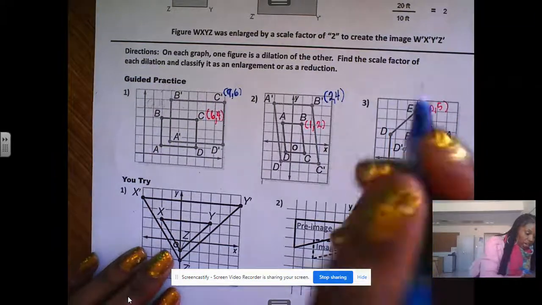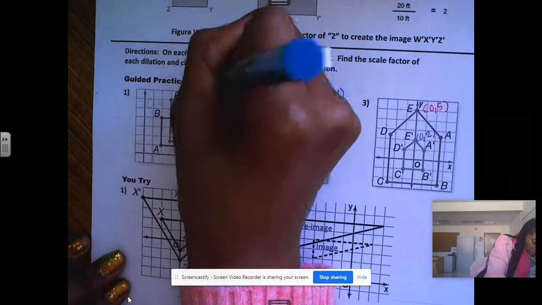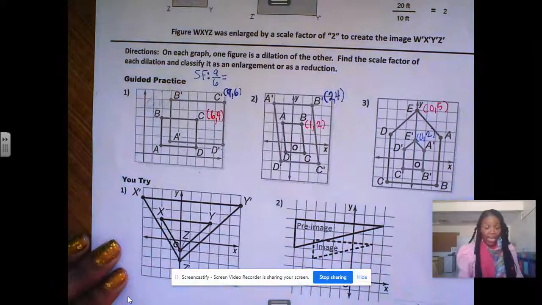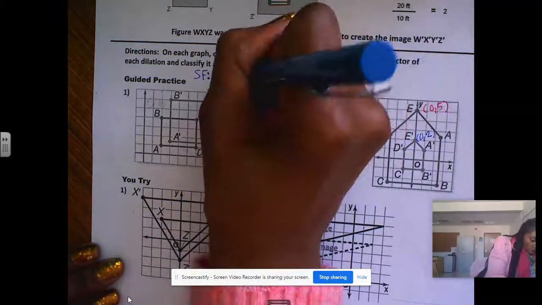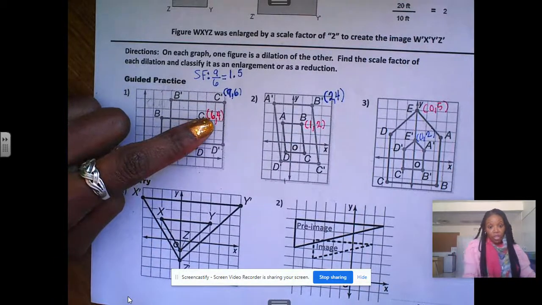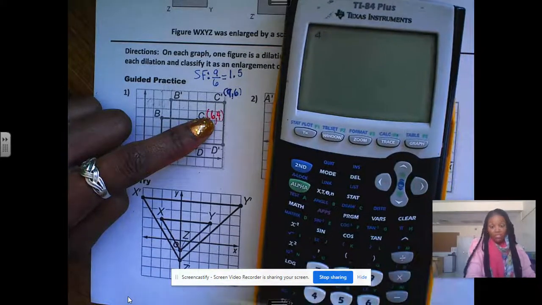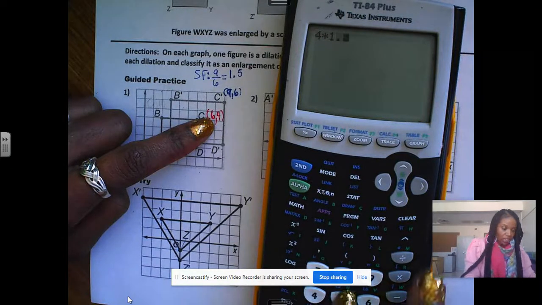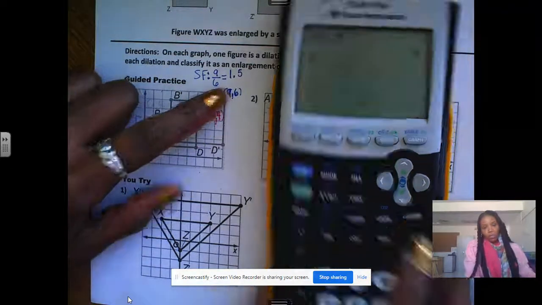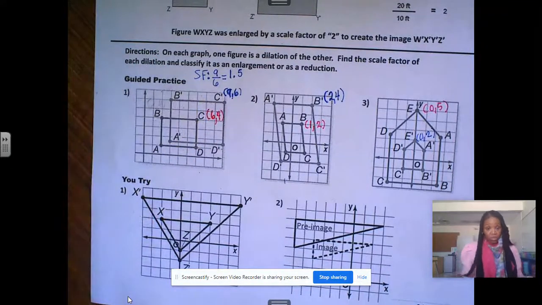So all I have to do to find the scale factor is take my 9 and divide it by my 6. Once I do that, I'm going to end up with 1.5. Now to do a check, all you have to do is see if that works. You're going to take that 4 and multiply it by your 1.5. That's a good check, because remember, scale factor works for everything. If I do my 4 times my 1.5, I should get 6. Yes, so that works. That's all you're doing: prime divided by your original.